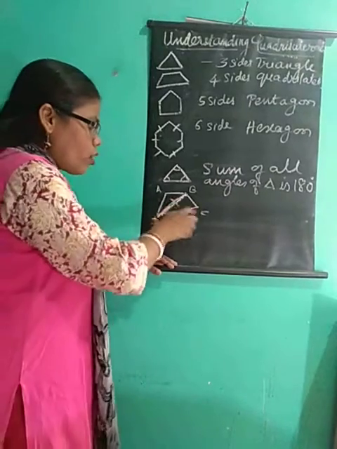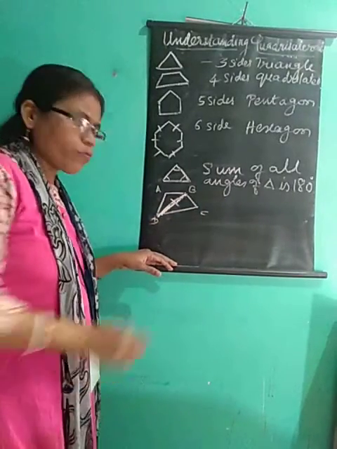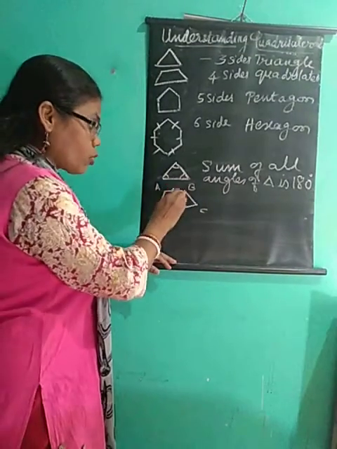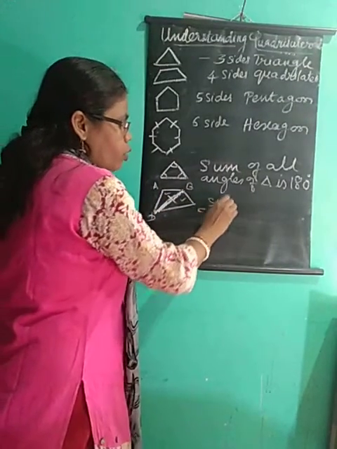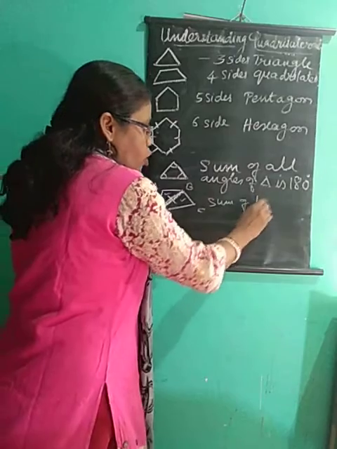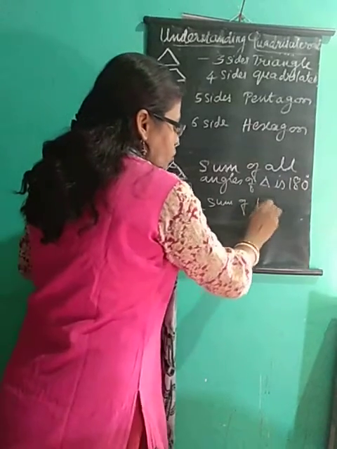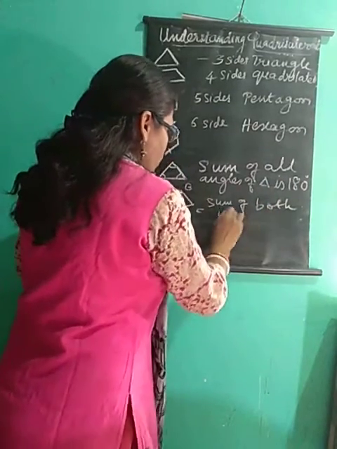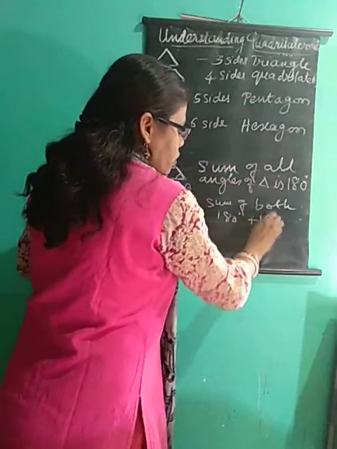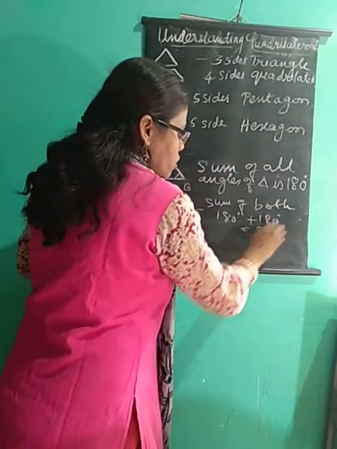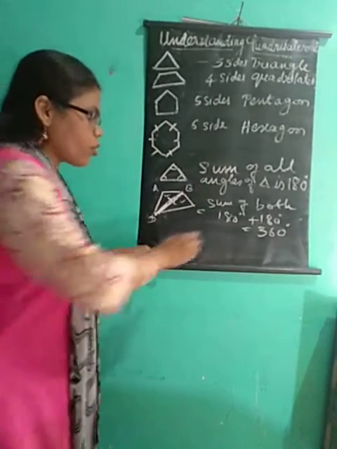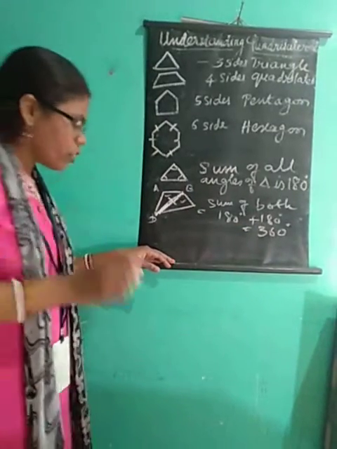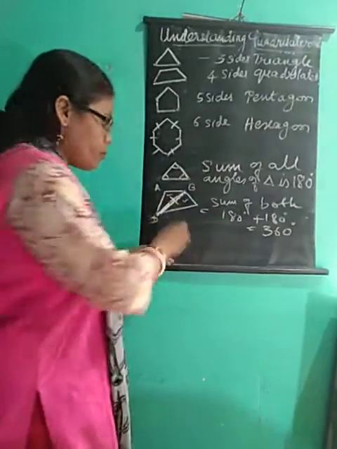Now what is it doing? It is dividing this quadrilateral into two parts. That is, 2 triangles are seen here. One triangle, second triangle. So the sum of both triangles will give you 180 degrees for the first one and another 180 degrees. So you get 360 degrees. So for a quadrilateral, the sum of all the angles is 360 degrees. Got it?